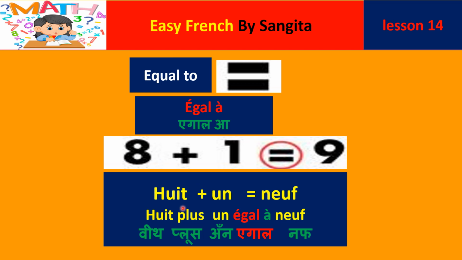So as for now, you can write "huit plus un égal neuf" this way, and you can also write it with à. So "huit plus un égal à neuf". Both the ways are correct. Okay, so let's see the next slide.